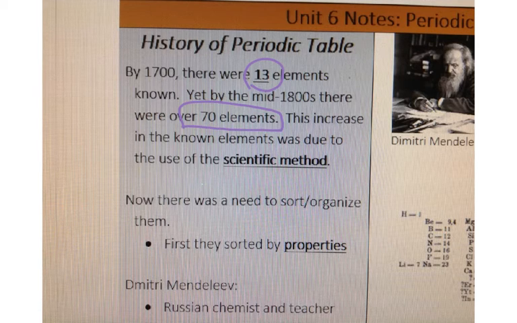Now, because we had over 70 elements, we needed to start to organize them. First, they based it entirely off of their properties. It was based off of their chemical reactivities and their chemical properties, because that's what they were studying. That's what they focused all of their attention on during this time.